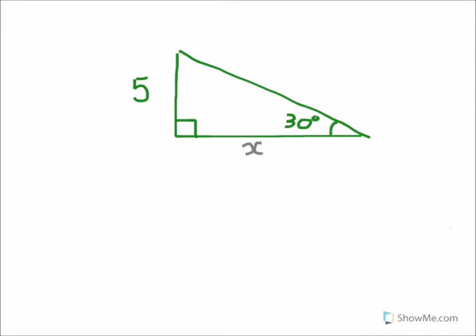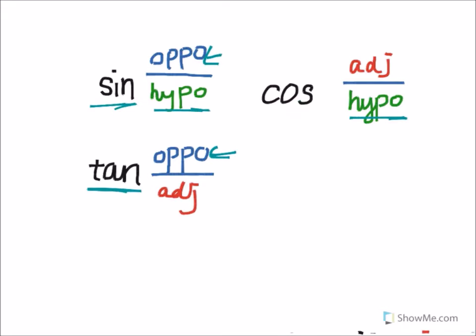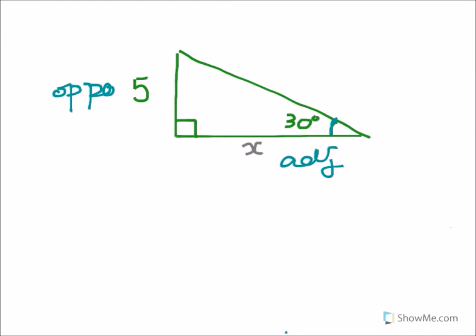Let's look at an example. So here we see that the angle is 30 degrees. We've got the opposite side, and the adjacent side is x. Let's go back to the trigonometry. We have an opposite and we have an adjacent. So in this case, we know that we need to use tangent because this is the only one that has both opposite and adjacent. Okay, so we have tangent, 30 degrees.